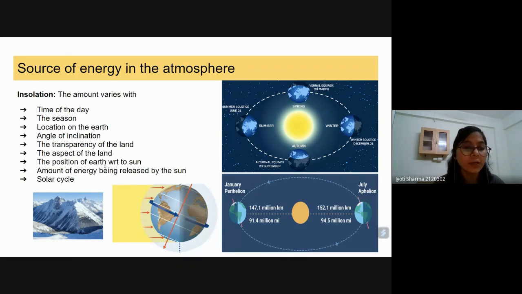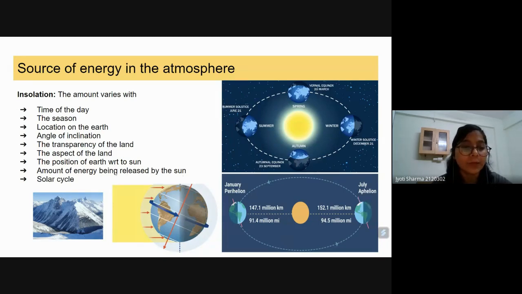Then the position of earth with respect to the sun, whether it is away from the sun or near to the sun. If the earth is nearest to the sun, then this condition is perihelion. And if the earth is farthest from the sun, then this condition will be aphelion, and this will also decide the amount of insolation the earth is getting.